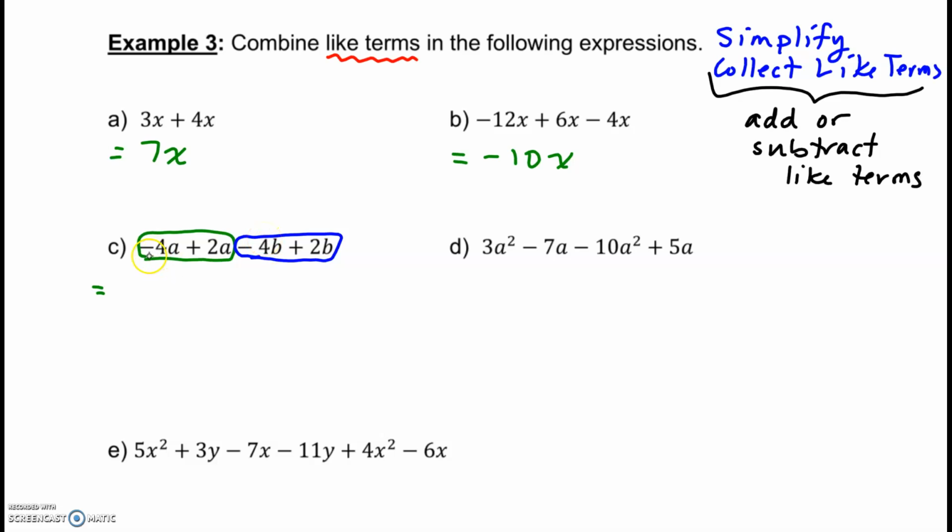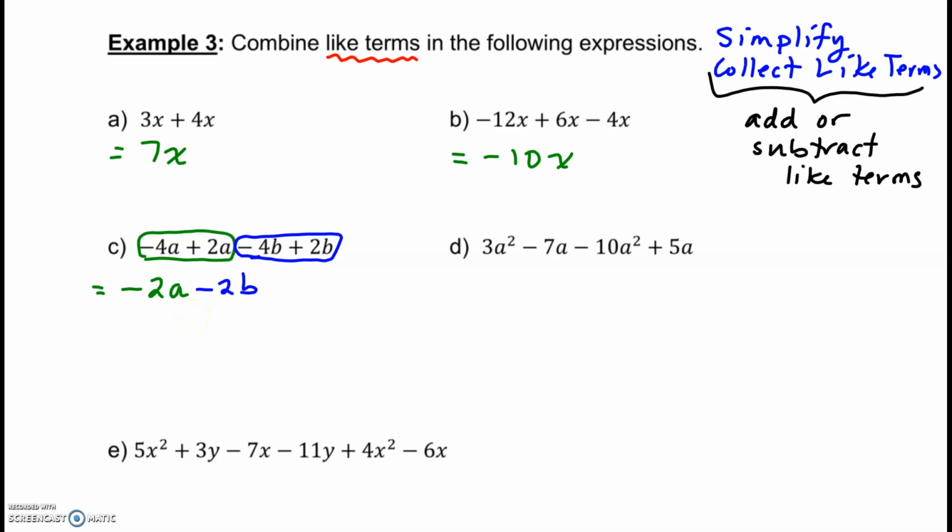Okay, so let's get our answer for the first, what I circled in green. For our A's, negative 4 plus 2 is going to be a negative 2a. And now I'm going to get my answer for my B's. Negative 4 plus 2 is a negative 2b. And so the sign of the answer to the B gives you the sign in between. And that's your final answer.